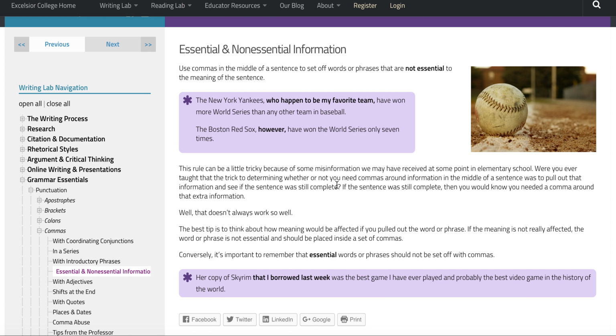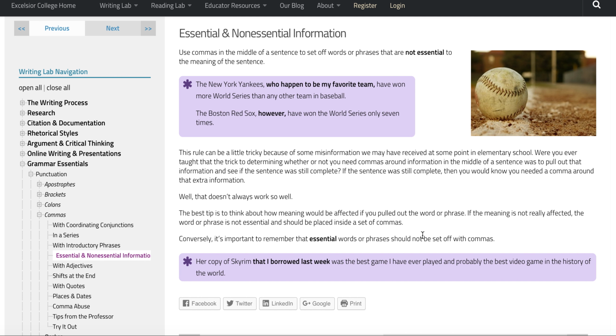Now, this rule gets a little tricky because some people struggle in determining, is that essential or non-essential? Do I need commas or not? And that can get tricky. There is some subjectivity there because it's about content. When I was younger, I was taught if you can pull the phrase out and it's still a complete sentence, then you know you need to set it off with commas. That is actually not correct. There are a lot of things that we get taught that are close to correct, or it would be nice if that was correct, but are not always the case.